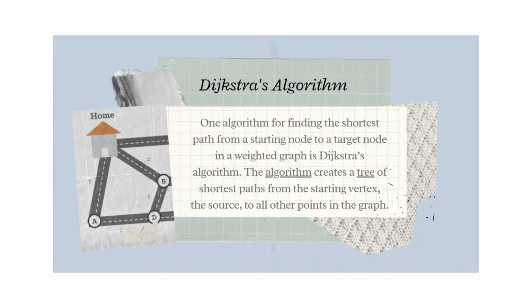Dijkstra's algorithm is one algorithm for finding the shortest path from a starting node to a target node in a weighted graph. The algorithm creates a tree of shortest paths from the starting vertex, the source, to all other points in the graph.